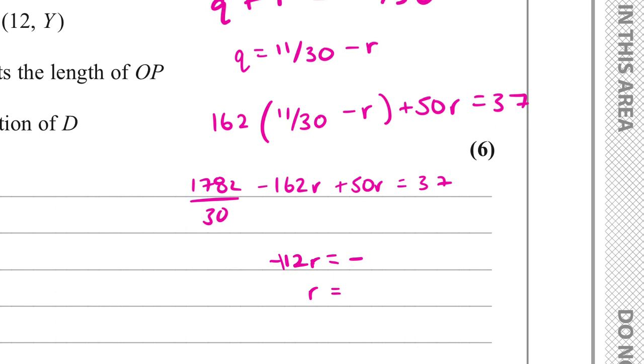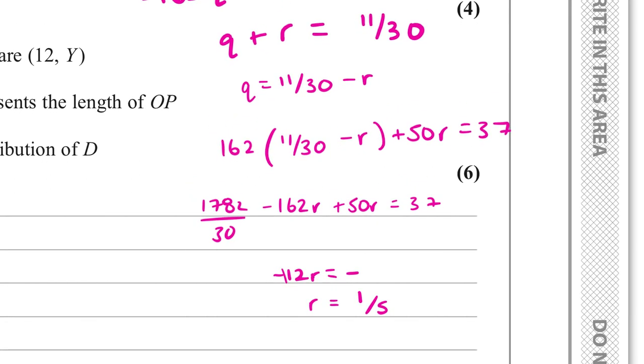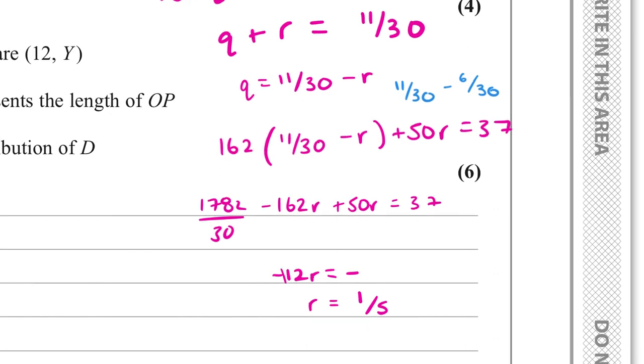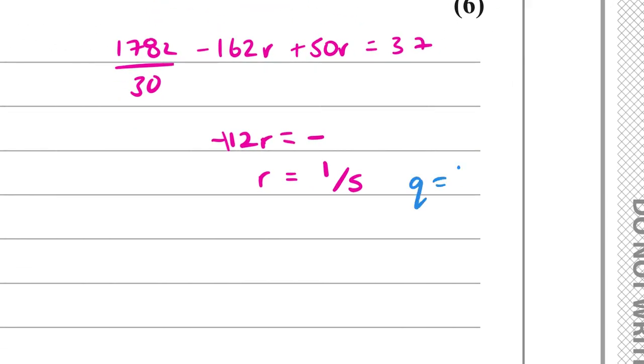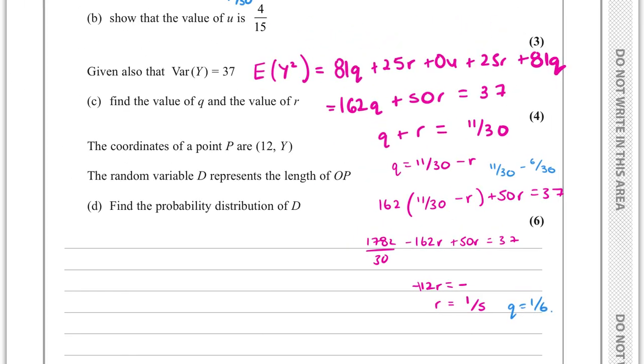So this is going to give me r as 1 over 5. Okay, so I can substitute that back into here. 11 over 30 minus 1 over 5, which is 6 over 30, so I actually get 5 over 30, which is 1 over 6. So q is 1 over 6. Brilliant, nice and easy. Sorry, I had a bit of an issue with the calculator. Double check that you can get that all done.